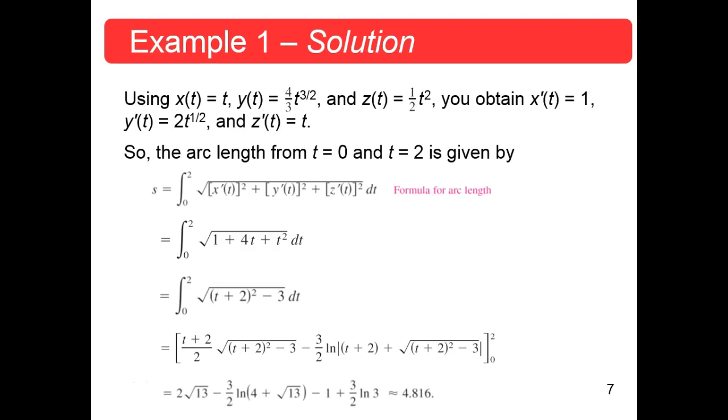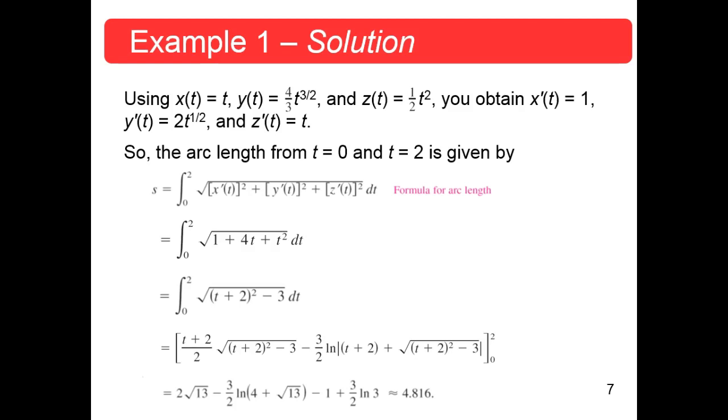2 root 13, exactly like we got, minus 3 times the log of 4 plus root 13, that was this part, the 2 plugged in, minus 1, let's see, yeah, when this is 0, this would be 1, and this would be the square root of 1, which is 1, so that's just minus 1. And then minus a minus is 3 halves, and like I said, this is log of 2 plus 1 is 3 log of 3.